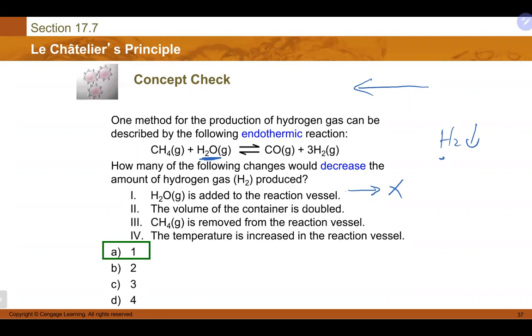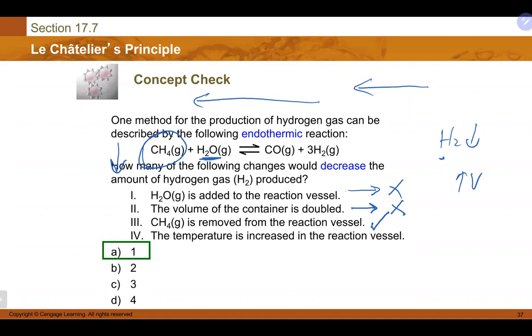The volume of the container is doubled, so that means my volume goes up. I need more gas molecules. Left-hand side is 2 gas molecules, right-hand side is 4. This would also cause the equilibrium to shift to the right, which will not help me out in my H2. CH4 is removed, which means I have a deficient side over here. That's going to cause the reverse reaction to occur. So that is definitely going to do what I need, which I'm assuming the last one will not.